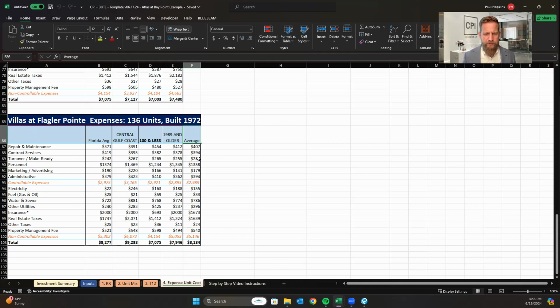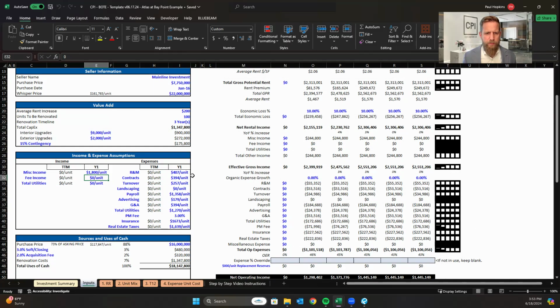turnover costs at 257. All right, so you could take something similar to this for your market and start entering in this information. So 407, you can see this is pulling straight off of that expense per unit cost. So 407, 394, 257. So again, these are typical expenses for this market. But what's really important is for you to actually look at the trailing 12 performance to start comparing it. So this is what this column is going to be.